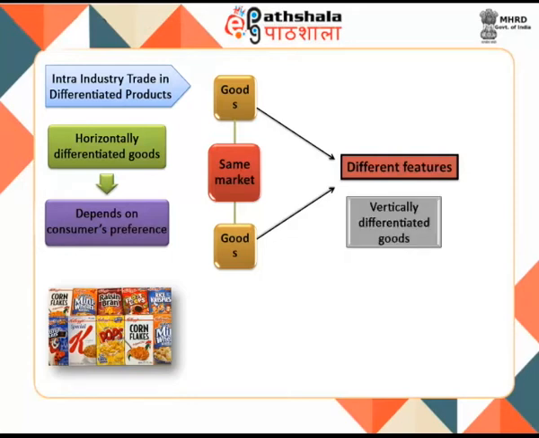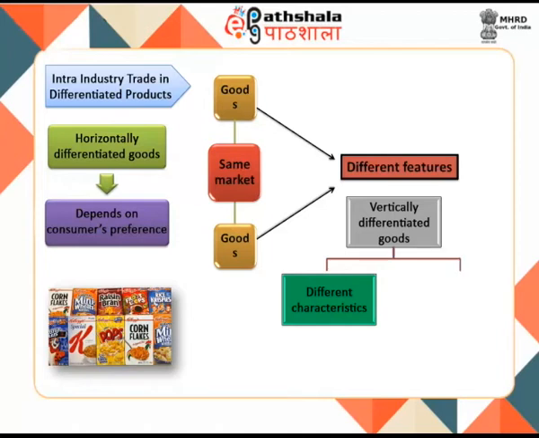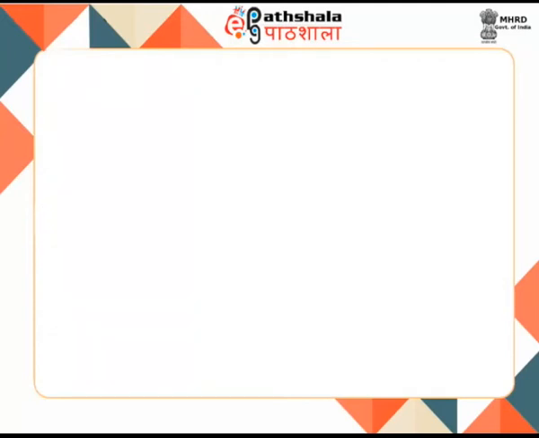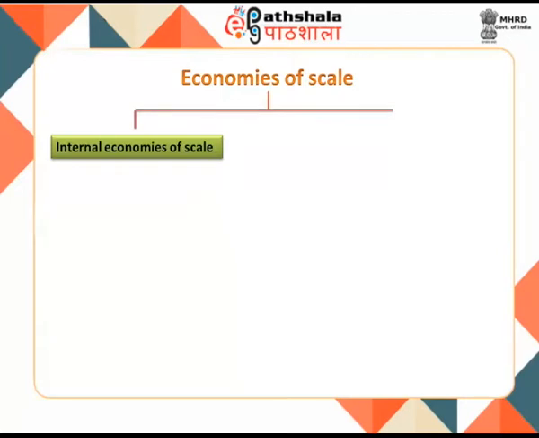Two, vertically differentiated goods, the goods that have very different characteristics and also different prices. For example, mobile phones and the automobile sector. The international trade resulting due to differentiated products is due to economies of scale in the product's production. Economies of scale can be of two types: internal economies of scale and external economies of scale.